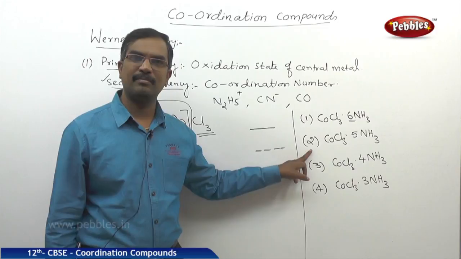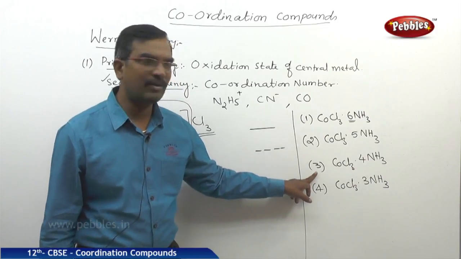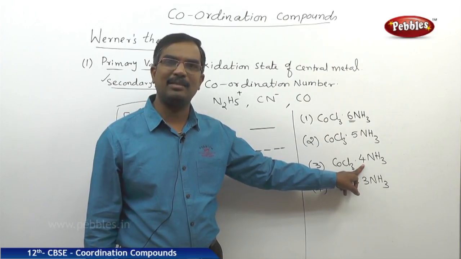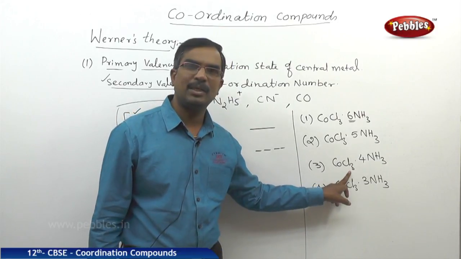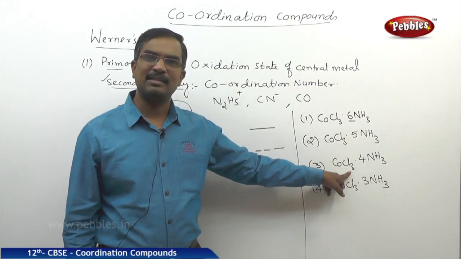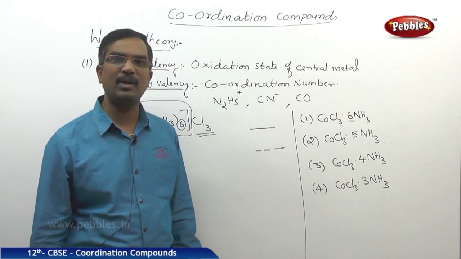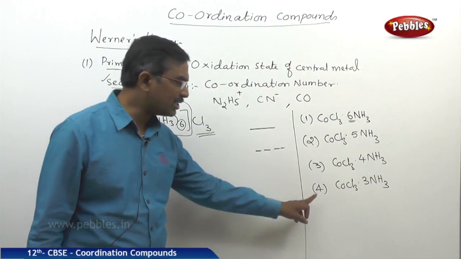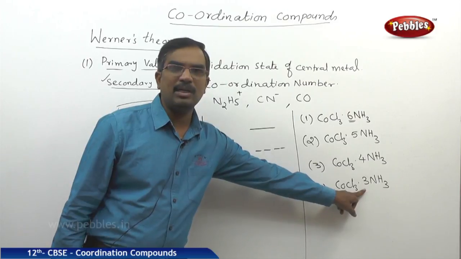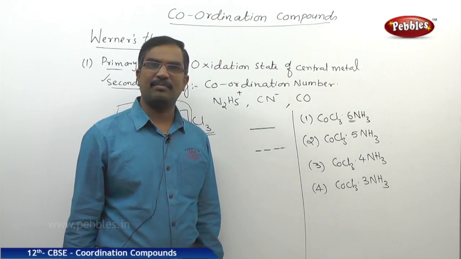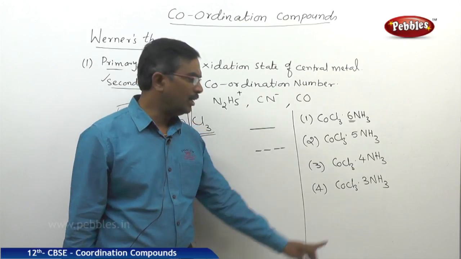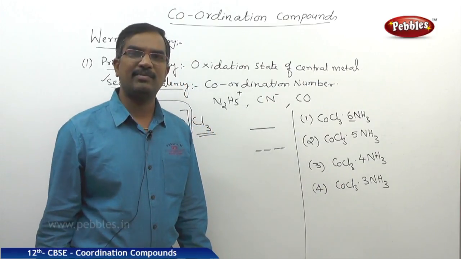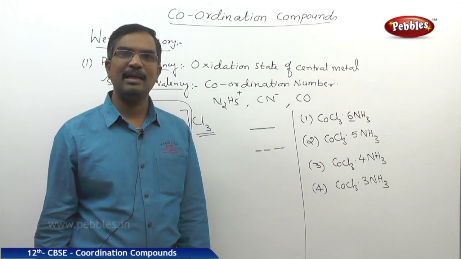And coming to the third case, we have 4 ammonia molecules only. So these 4 will satisfy only the secondary valency, but out of these 3 chlorides, 2 will satisfy both primary as well as secondary valency. The remaining third one will satisfy only the primary valency for the corresponding complex. And coming to the last case, we have 3 ammonia molecules. These 3 ammonia molecules satisfy only the secondary valency, but coming to the chlorides, we have 3 chlorides, so these 3 chlorides satisfy both primary as well as secondary valency.